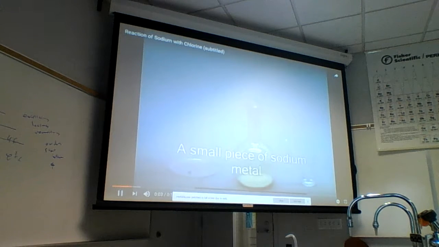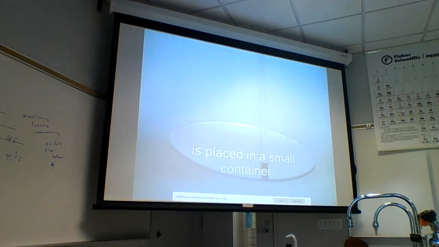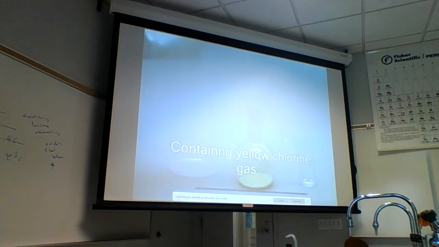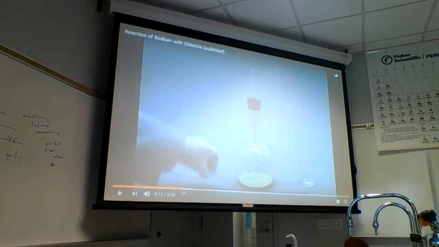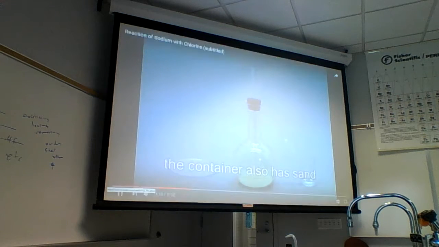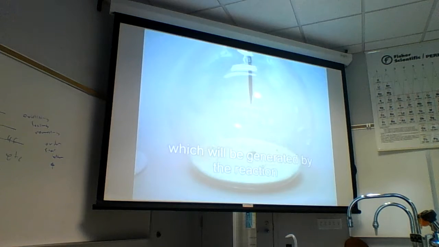This chlorine gas, it's a yellow gas. A piece of sodium metal is placed in a flask containing yellow chlorine gas. So that's a tiny piece. Usually when you do reactions, you start off small, and then you slowly add. You just don't dump in a large quantity because that can generate explosions, so we always are careful. The flask also contains sand to prevent the heat which will be generated by the reaction from cracking the glass.